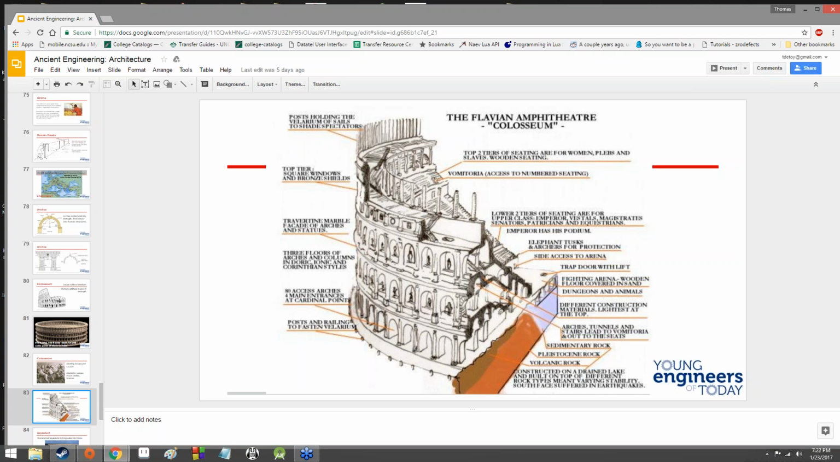Trap doors to allow people to escape and people to be put into the arena and things like that, and animals and things like that. Beneath the trapdoor, you got the dungeons and the animals. So that's where they were all kept, and they were let up through the trapdoor, because there was a lift that basically lifted them up.